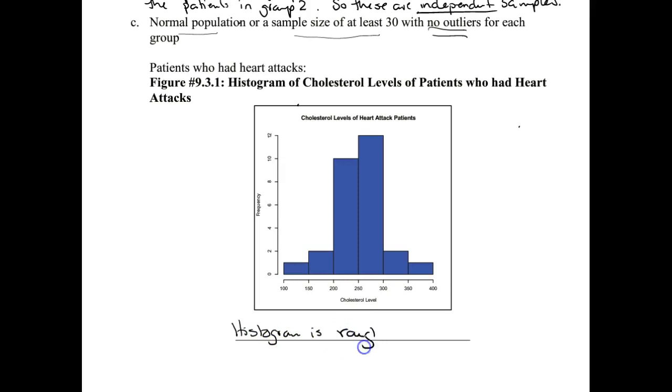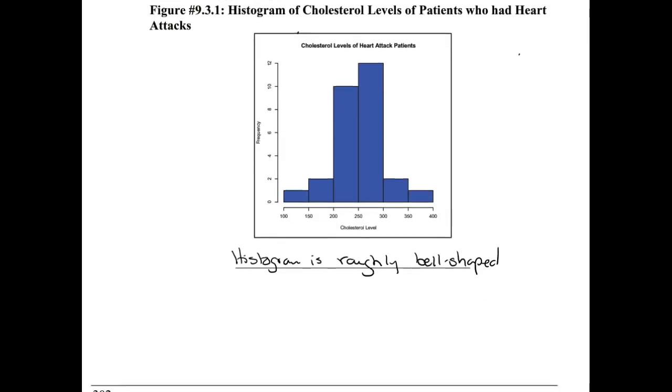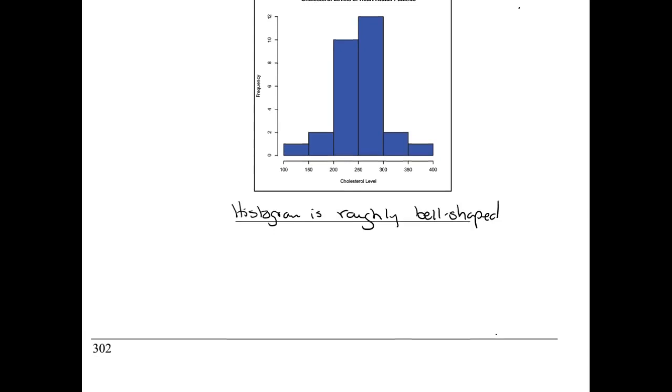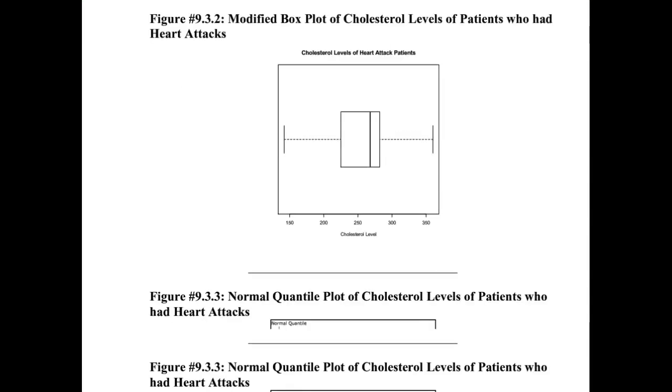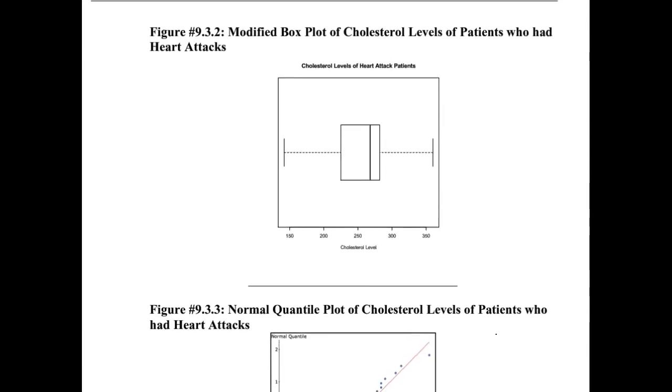So the histogram is roughly bell-shaped. Again, it's kind of hard to determine shape with small samples, but it looks pretty good. And we then use our modified box plot to check for outliers. So our modified box plot here shows no outliers.